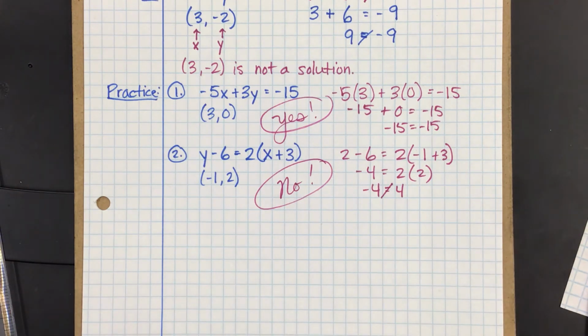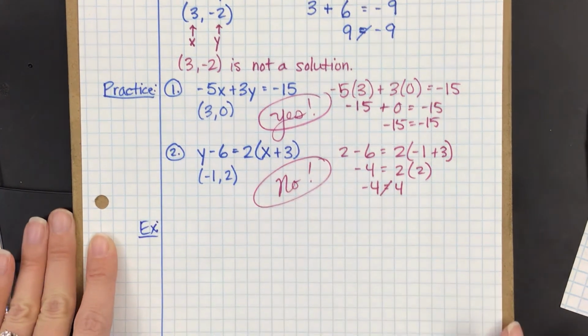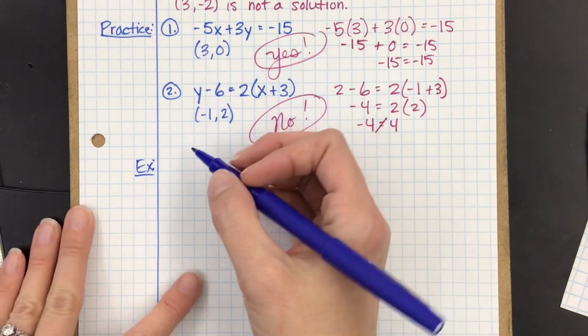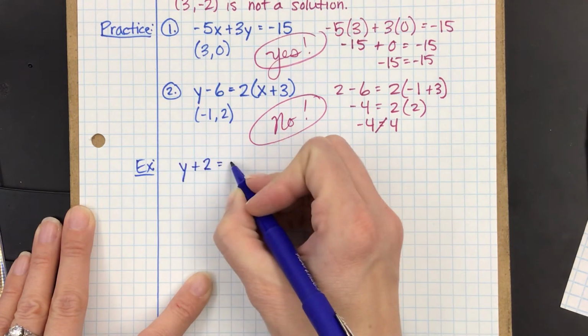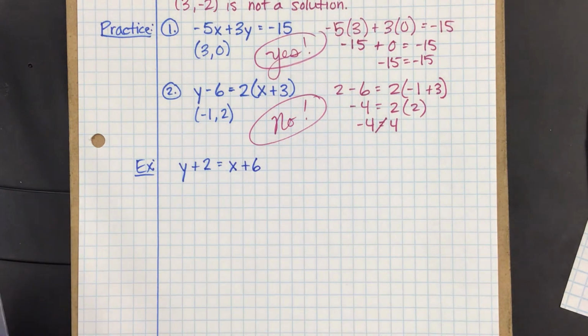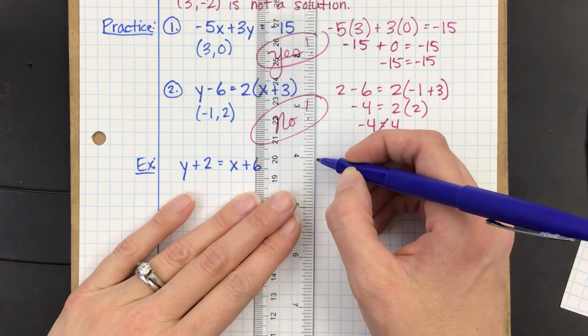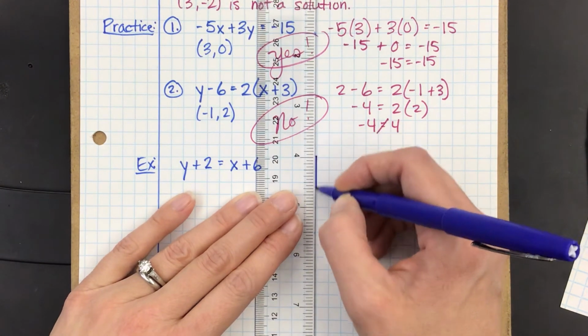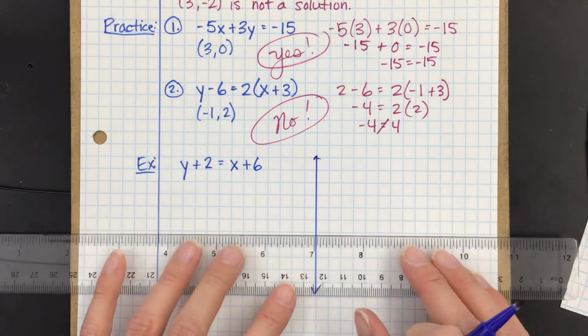Okay, now I want to show you what it looks like when we're trying to figure out if a graph represents the equation given. So we have the equation y plus 2 is equal to x plus 6. I purposely didn't put it in slope-intercept form because then you would be able to see the y-intercept and the slope, and I really want you to try a different method for making sure it's correct.